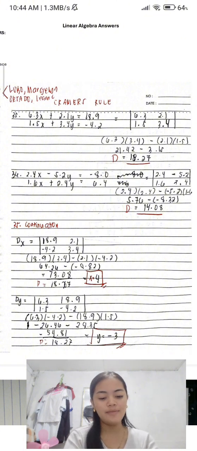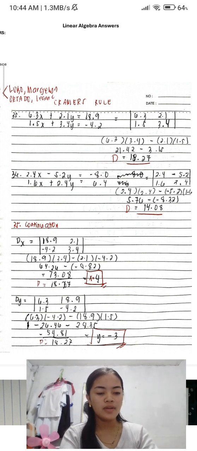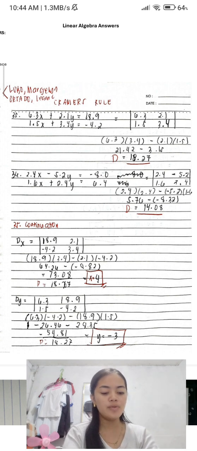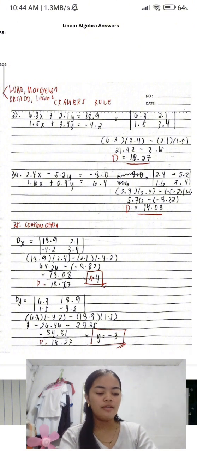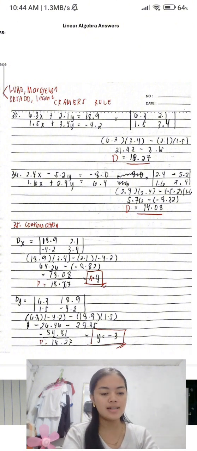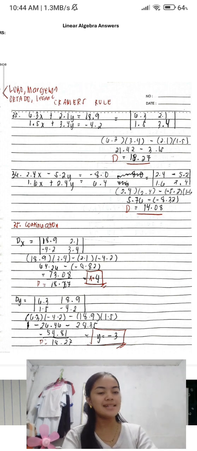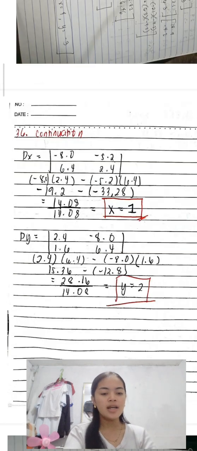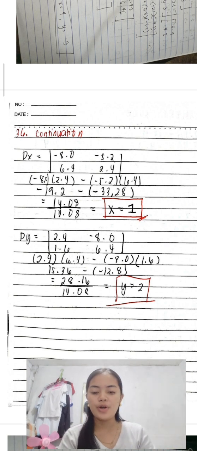The same thing goes for Dy. For Dy, we replace the y column with the constants, then cross multiply and subtract the products. The answer in this item is negative 54.81. We divide this by our D, which is 18.27, and our final answer for y is equal to negative 3. The same process goes with item number 36.